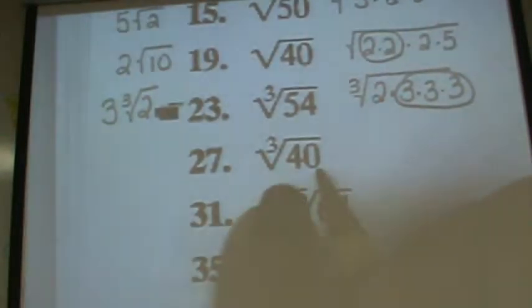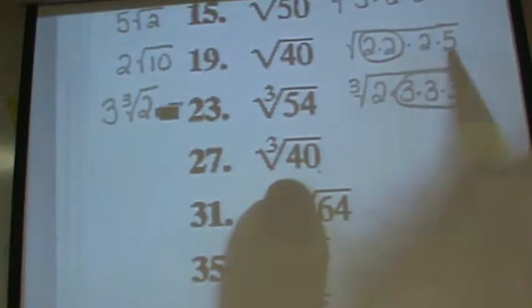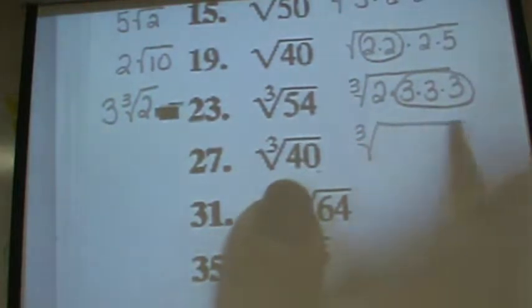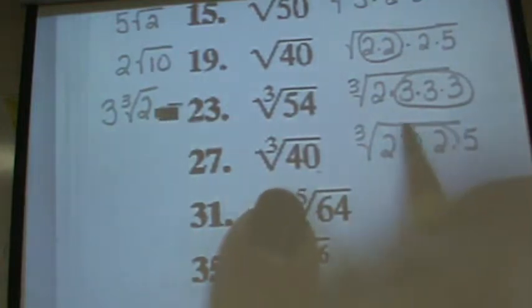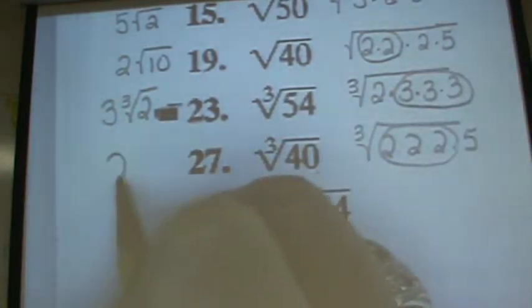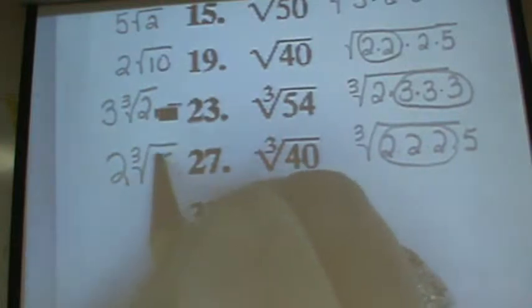Now 40, here are the numbers that multiply to give you 40, which were 2, 2, 2, and 5. So we have three 2s here. So it's 2 times the cube root of 5.